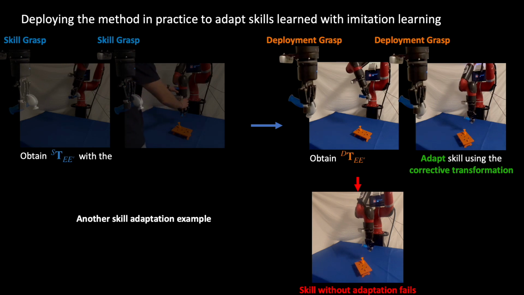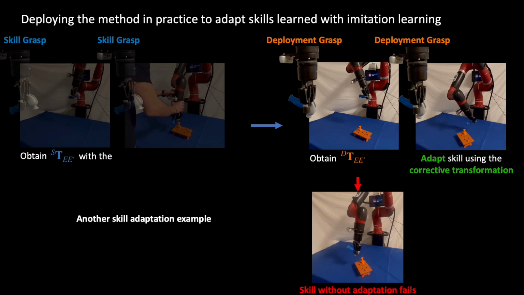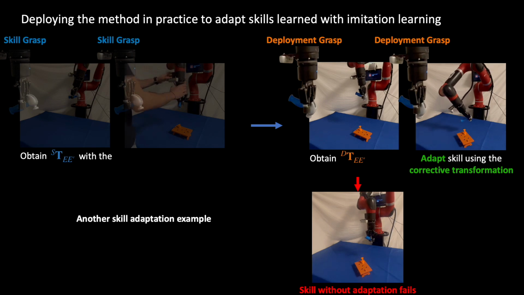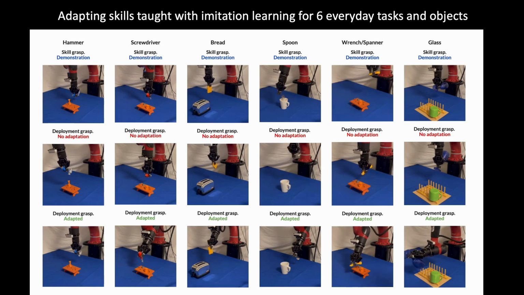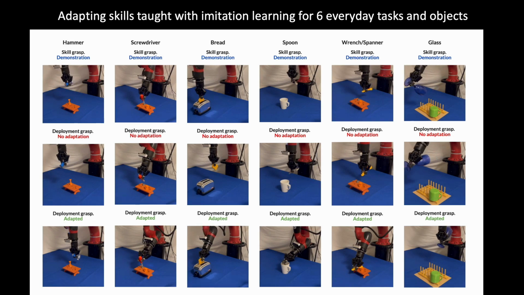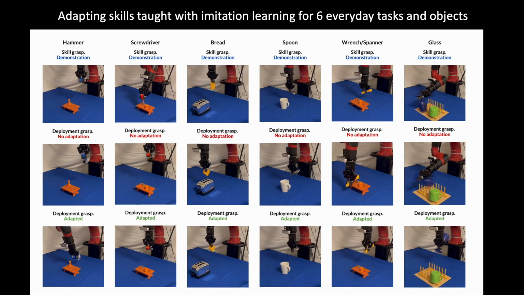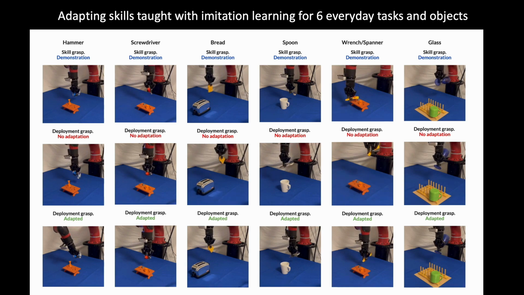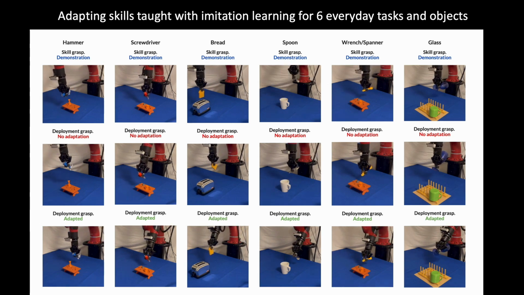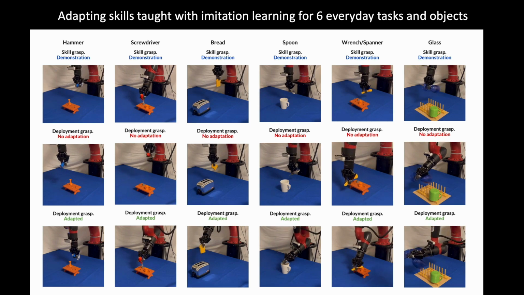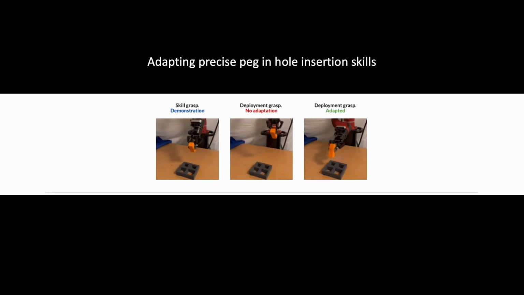Here is another example for a different deployment grasp. Here is an overview of the skills taught with imitation learning adapted to different novel grasps. And finally, here's an example of our method adapting skill trajectories for highly precise peg and hole insertion.